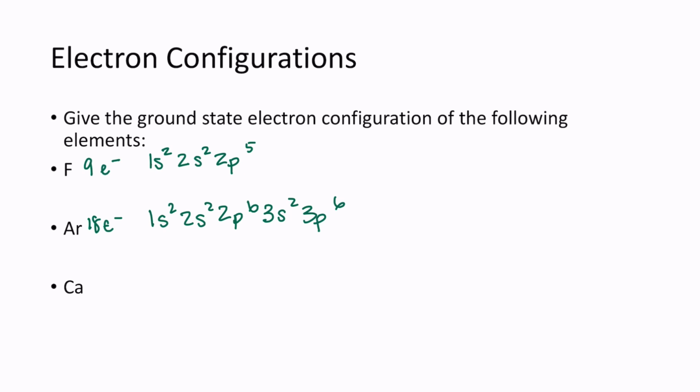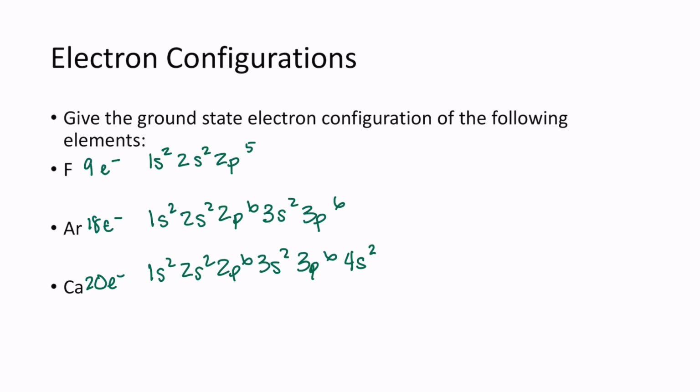So I'm going to start at the very beginning. We have 1s2, 2s2, 2p6, 3s2, 3p6. Now that took me all the way to argon. But in order to get to calcium, which has 20 electrons, I need to add two more. So I'm going to put them in the 4s2 energy level. As you can see, writing these out can take a while.